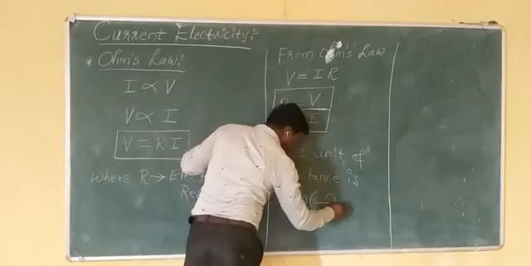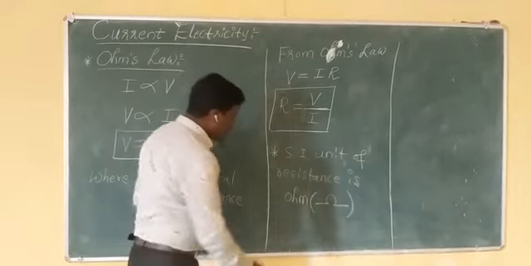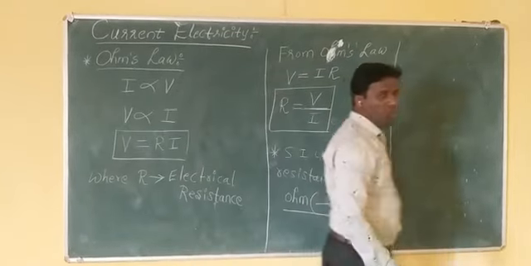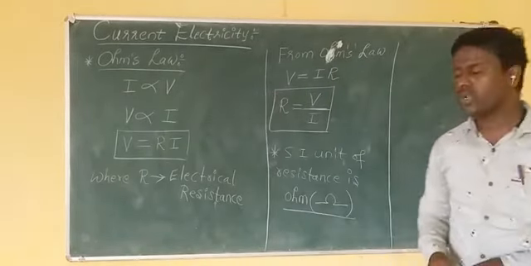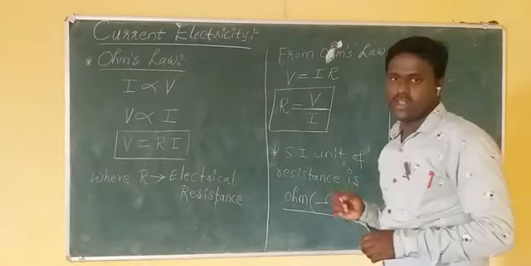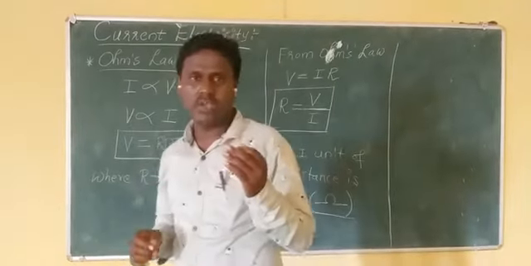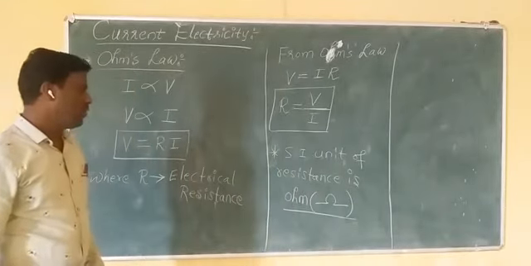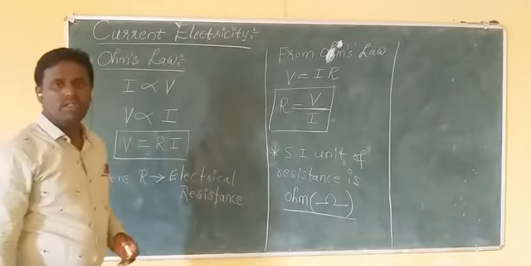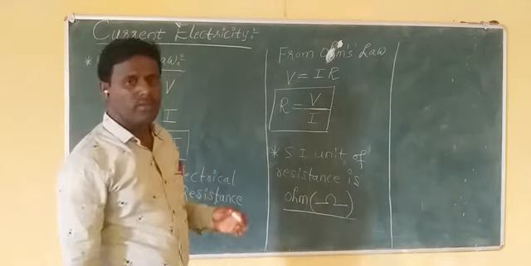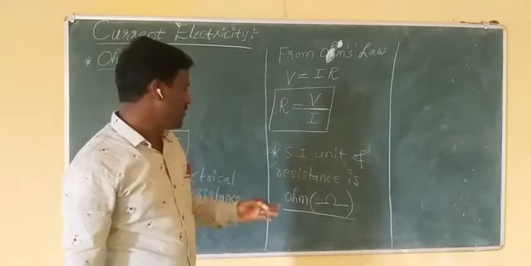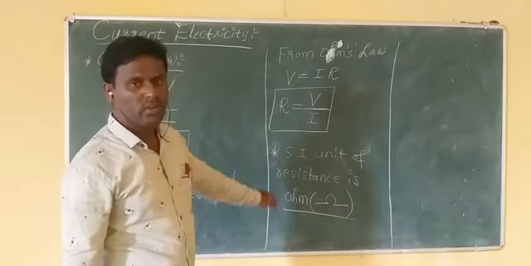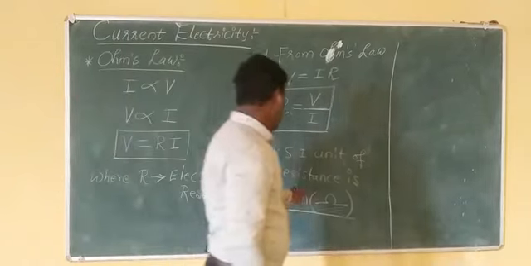Symbol is like this, ohm. Ohm is the SI unit of electric resistance. Yes, what is the SI unit of resistance? Ohm is the SI unit of resistance. So define ohm, or define the unit of resistance, or name the SI unit of resistance. Ohm is the SI unit of resistance. Define ohm.